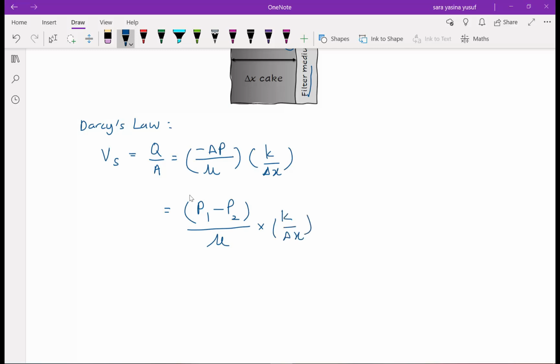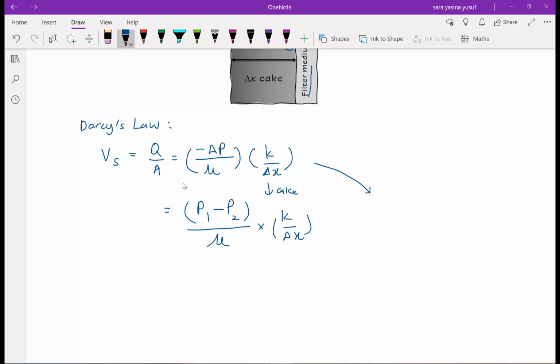Okay, K here is the permeability. Okay, permeability is a property of the bed or filter medium. If it is in the bed, bed means cake. Okay, if it is in the cake, then K is the permeability of the cake. If we are referring to the analysis of filtering media, then K is the permeability of the filter medium. Okay, and delta X here is the thickness of cake. Okay, because the first one we did was the cake analysis.